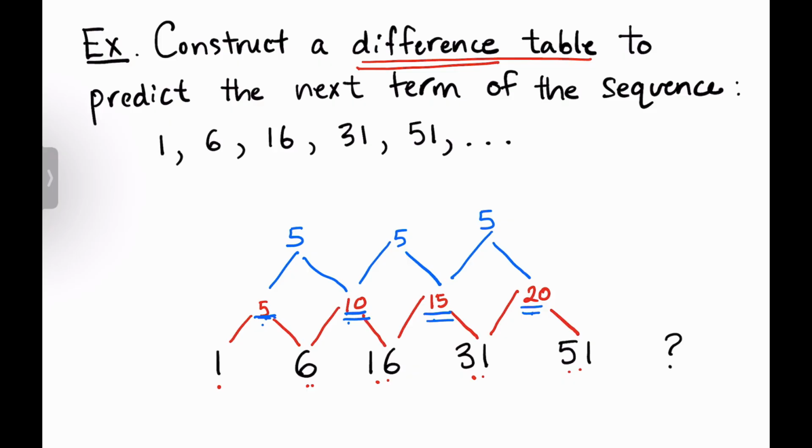So that means in order to get the next red number, what do I have to do? I have to add 5. Okay, so I'm going to do that, and that will lead to the number 25. And so now I know what I must add to 51 in order to get the question mark number.